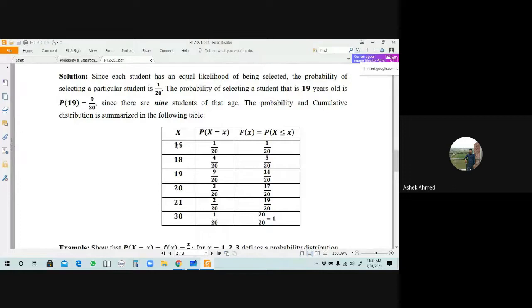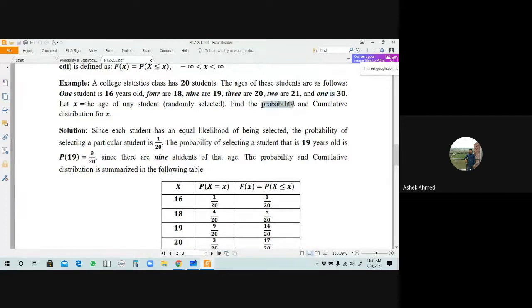And from here we can say that the first and second columns are for the probability distribution of x. Understand? The first and second columns represent the probability distribution of x. Okay, respond to me. Yes, sir.